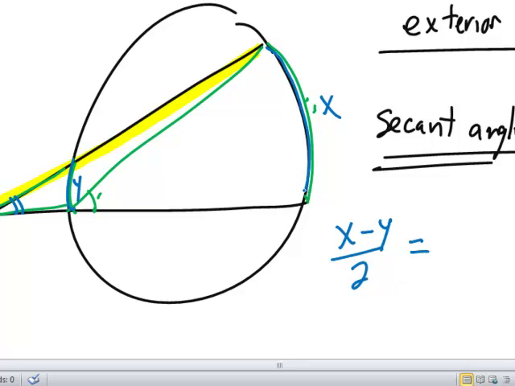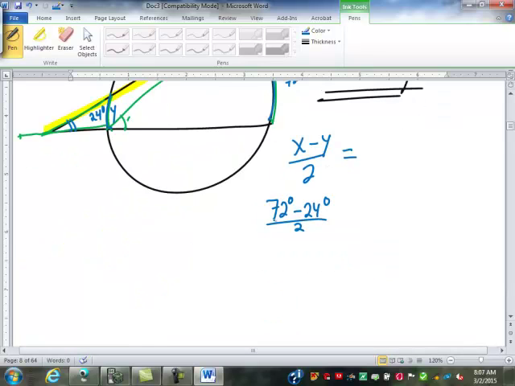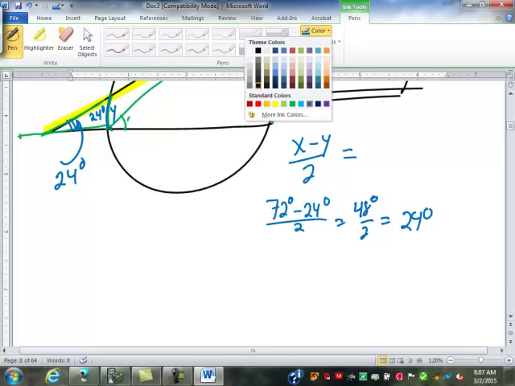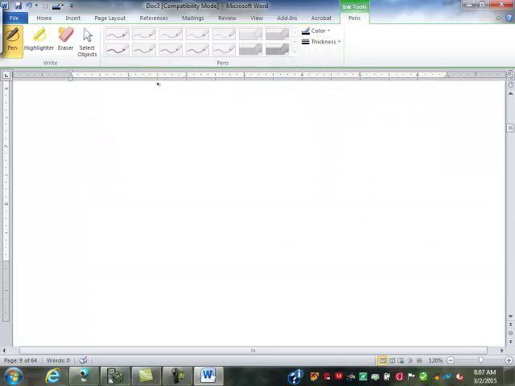So let's say that this arc out here, X, is going to be 72 degrees, and this arc in here, Y, we're going to call it 24 degrees. Our angle will then be 72 minus 24 divided by 2. Well, 72 minus 24 is 48, divided by 2 is 24 degrees. So this angle out here ends up being 24 degrees. Let me do another example that isn't quite so confusing because we have the same numbers appearing way too many times there.